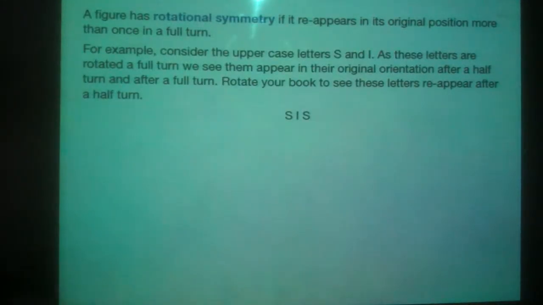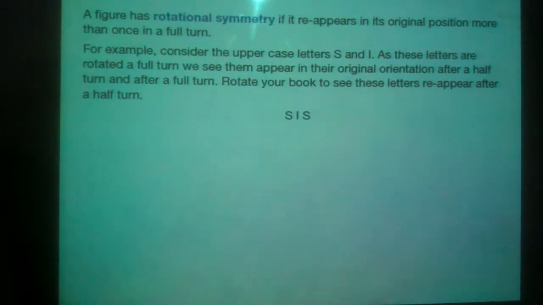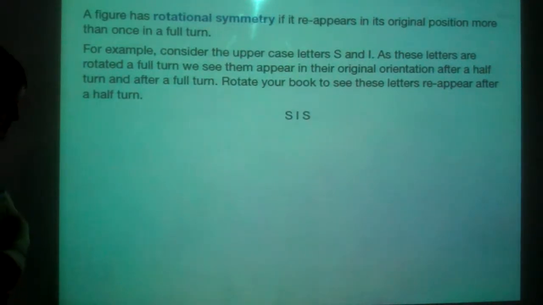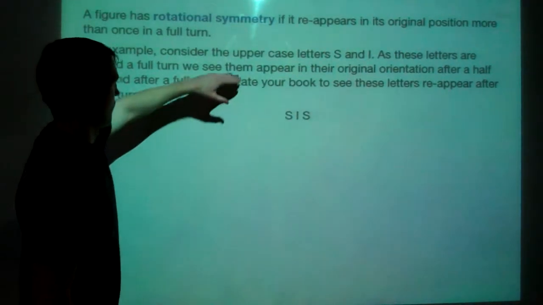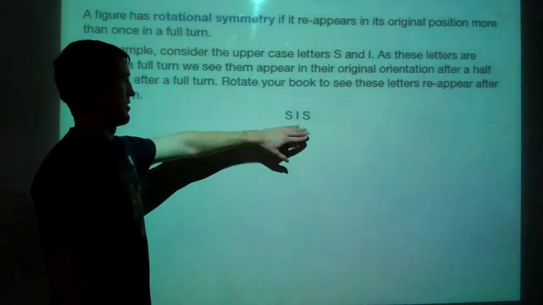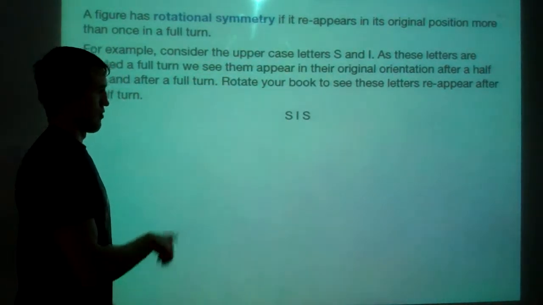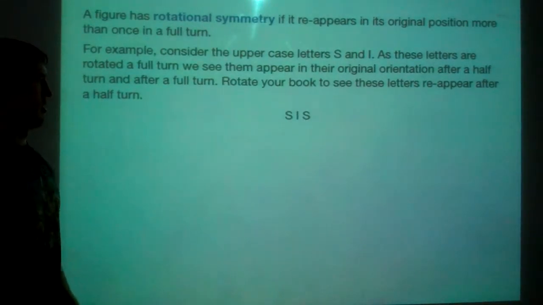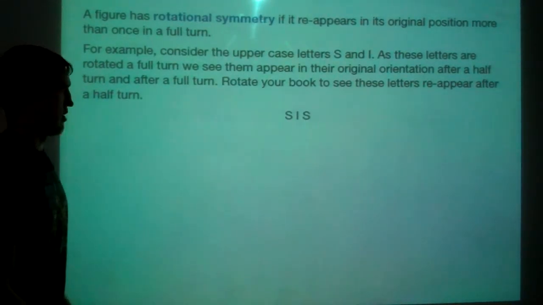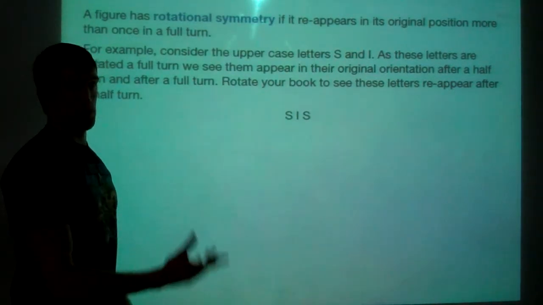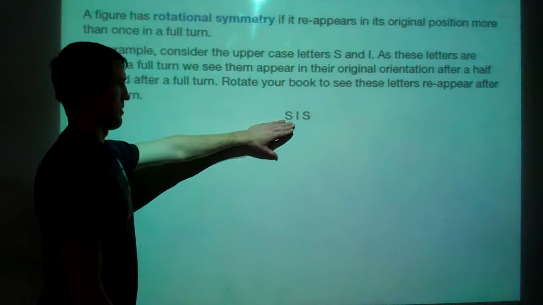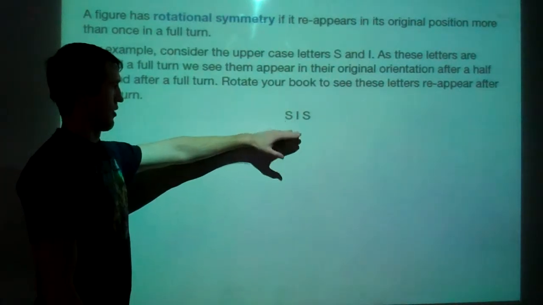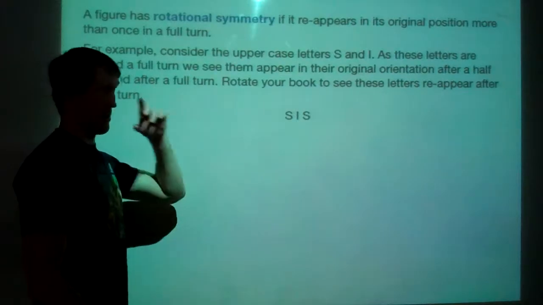Alright. Now we have this thing also called rotational symmetry, and that is when a figure has rotational symmetry if it reappears in its original position more than once in a full turn. So they give the example, the uppercase letter S and I, so these letters right here. If we were to rotate them, let's say, in a 360-degree manner, at some point before we got back to its original position, these letters would look the same as they do right now, but rotated at a different degree.